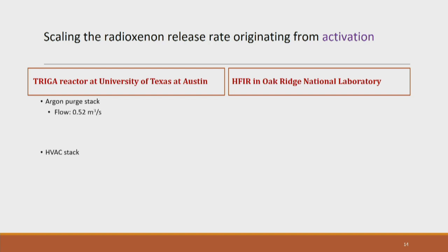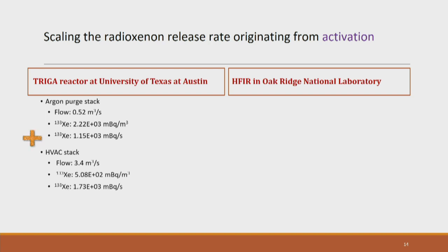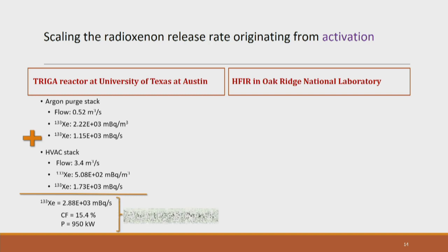We know the flow rate of air from this stack, and we have the measured data on activity concentration of xenon-133, so we can calculate the release rate of xenon-133 from this stack, and we have the same calculation for the HVAC stack. So by adding the results of these 2, we have the total release from this reactor. By considering the capacity factor and the power of these reactors, we can have the scaling factor of xenon-133 from this reactor in becquerel per kilowatt hour.